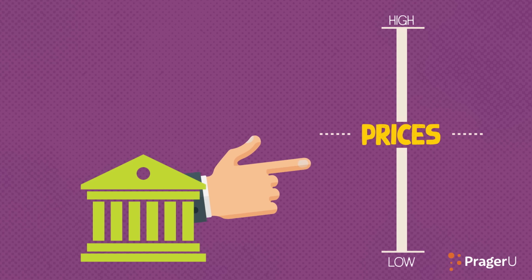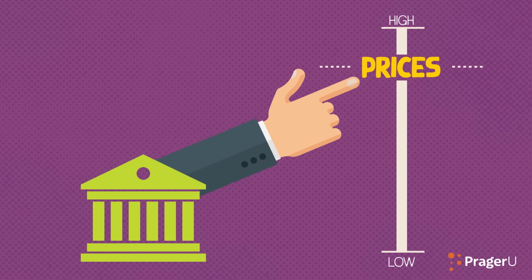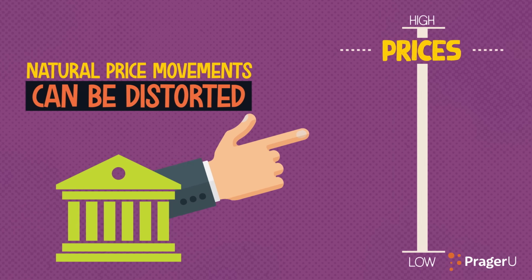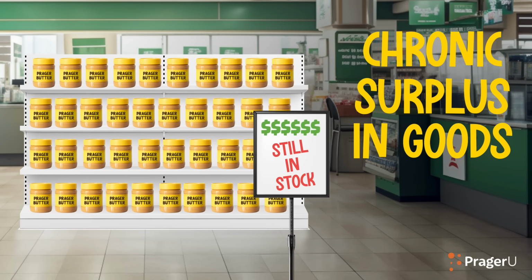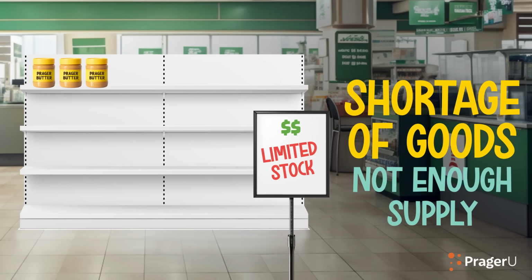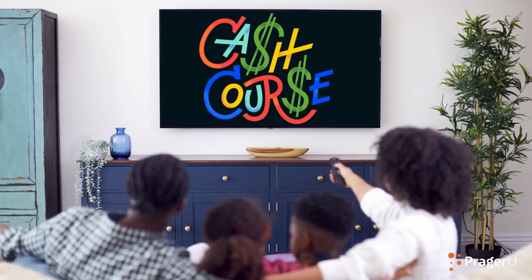In some economies, where there's direct government intervention in prices, natural price movements can be distorted. This often leads to a chronic surplus in goods where there isn't enough demand, or a shortage of goods where there isn't enough supply. But that's another episode.